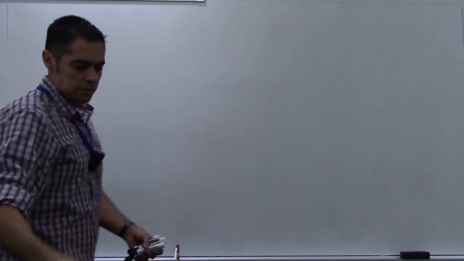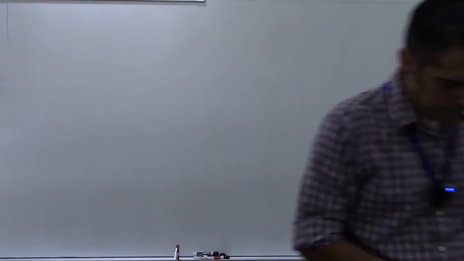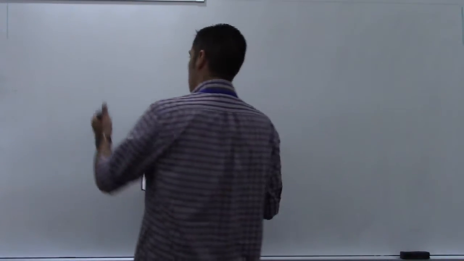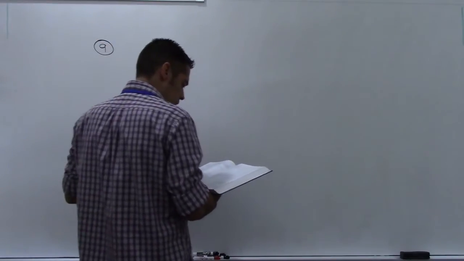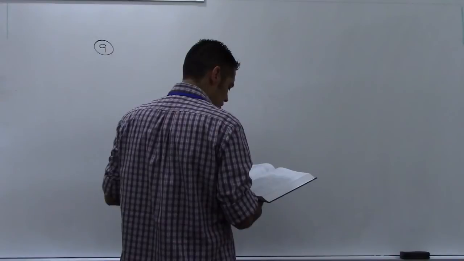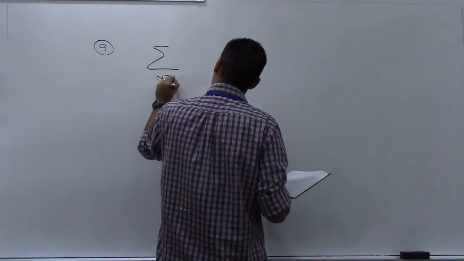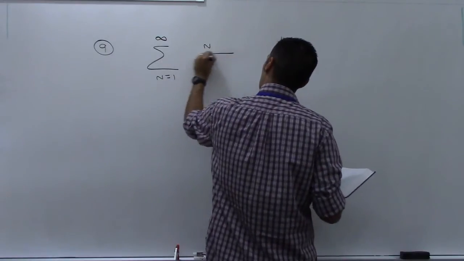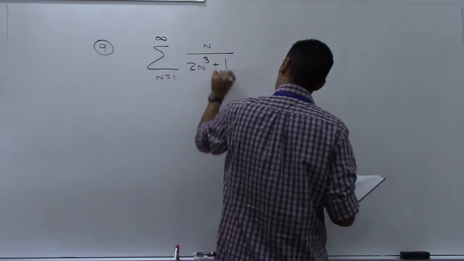Okay, so number 9. Number 9 says, use the comparison test to determine whether the series is convergent or divergent. So we have the sum from n equals 1 to infinity of n over 2n cubed plus 1.